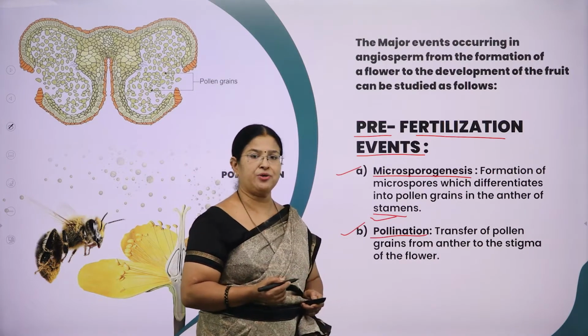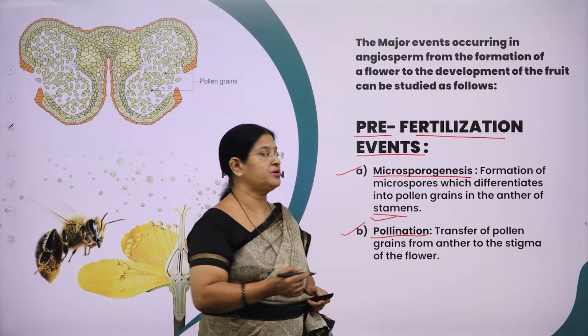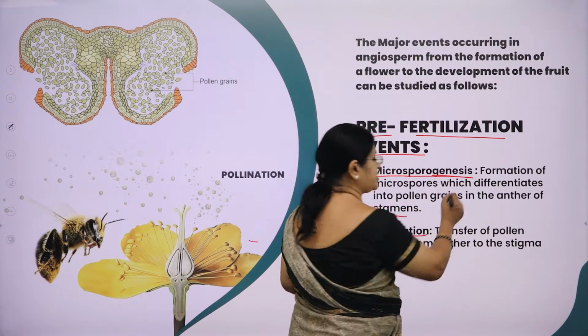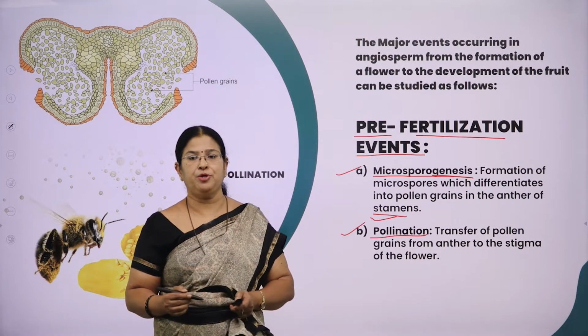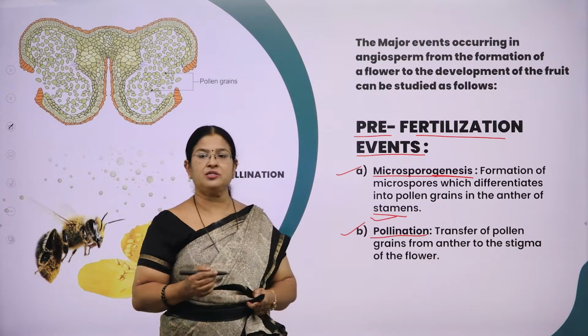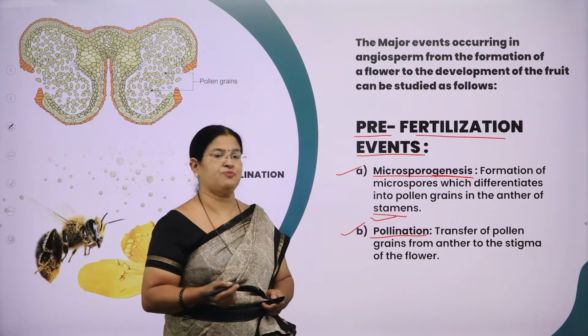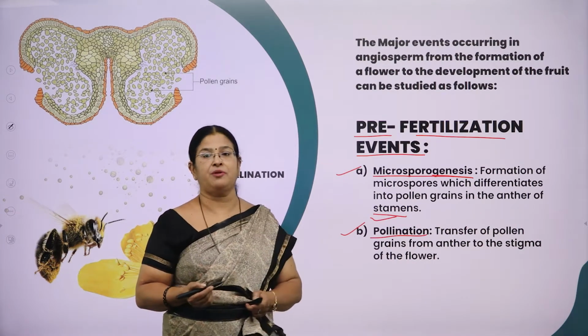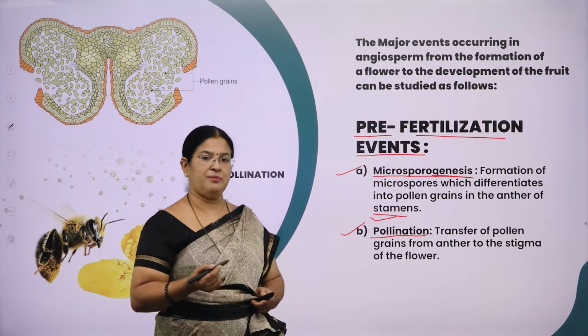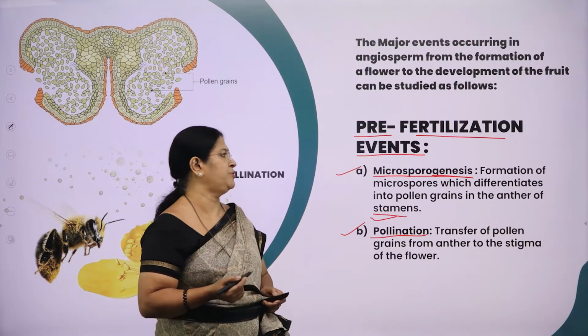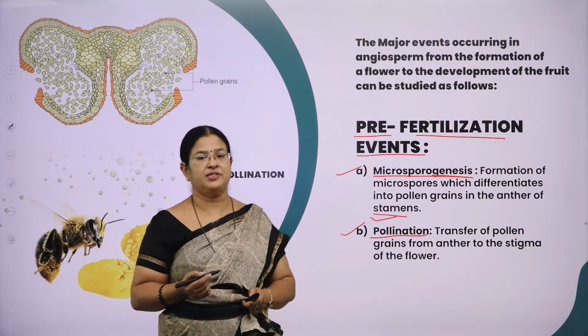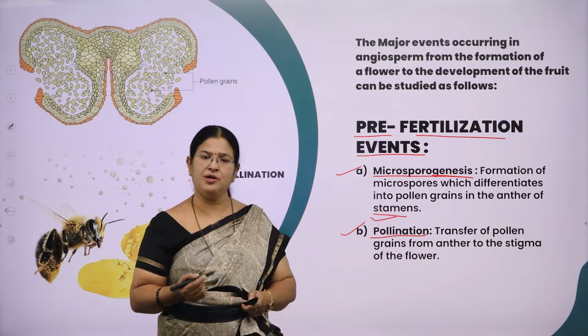One is called microsporogenesis. What is microsporogenesis? It is a very important term which is asked for a 1 mark question in your PU board question paper. So, what is microsporogenesis? The process of formation of the microspores or the male gametes which differentiate into pollen grains in the anther of a stamen is called microsporogenesis.